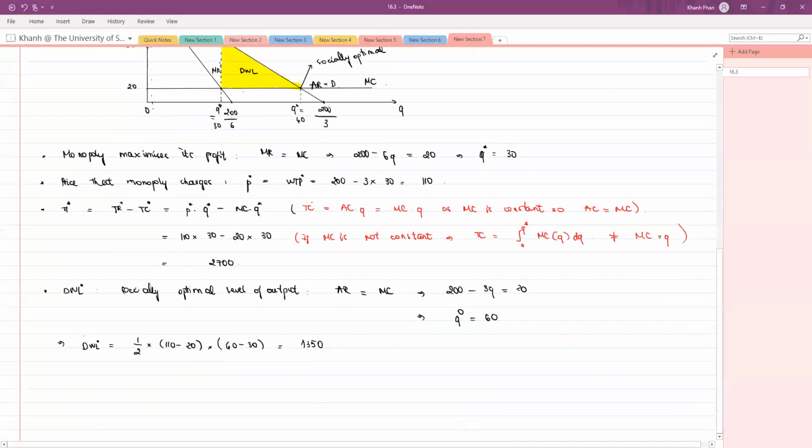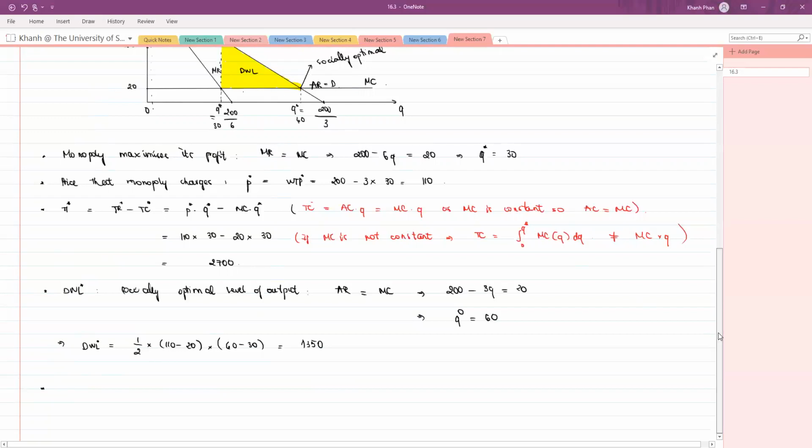Okay, so therefore, with first degree price discrimination, the firm is going to be producing not at the point where marginal revenue equals marginal cost, but at the socially optimal level of output, because that is the maximum the firm can get. Now, as you can see, why would a firm want to produce more than Q star?